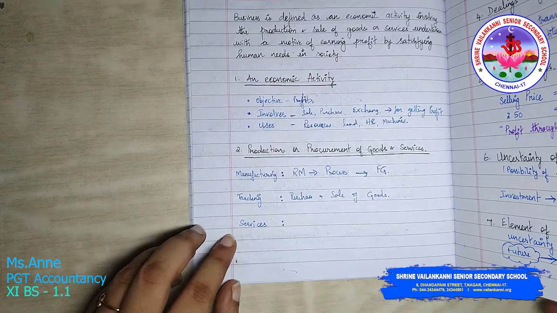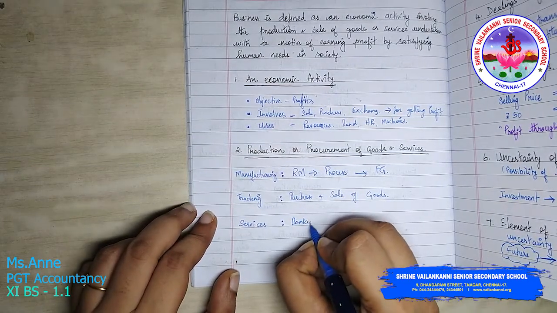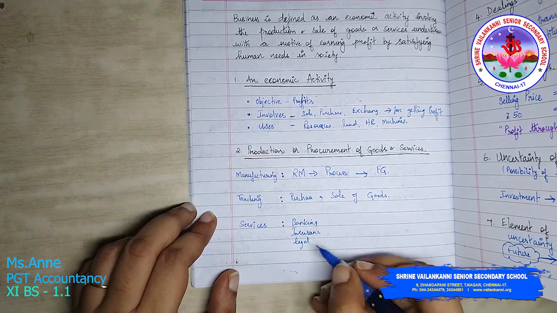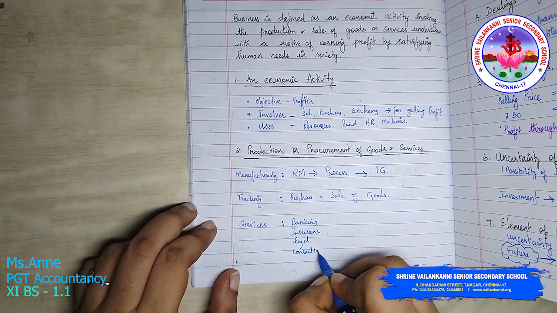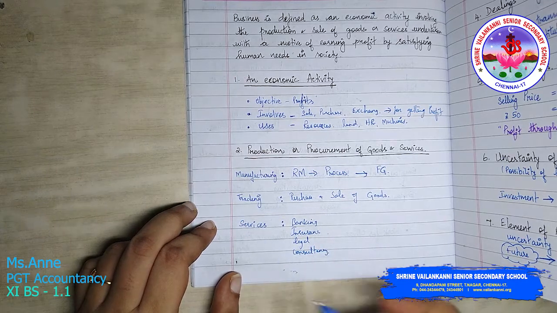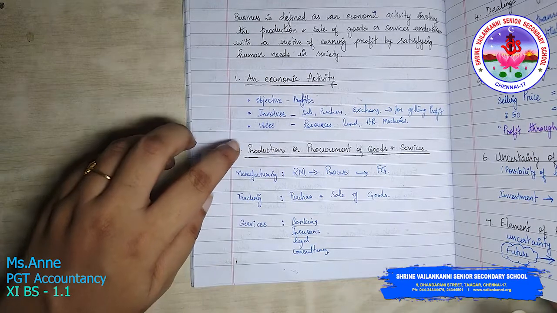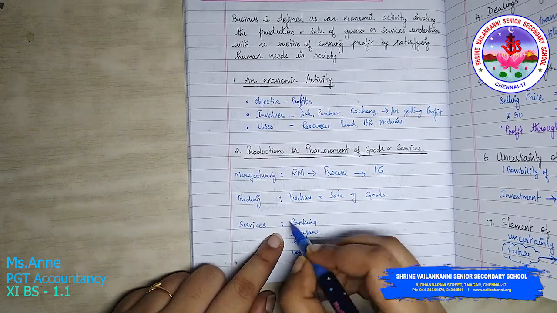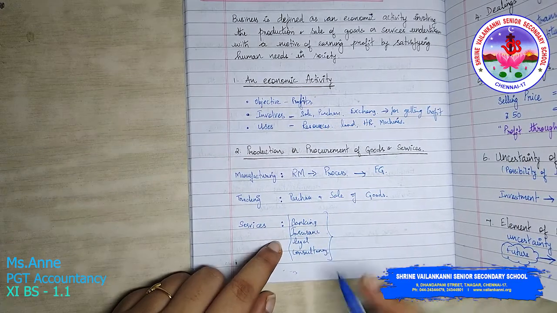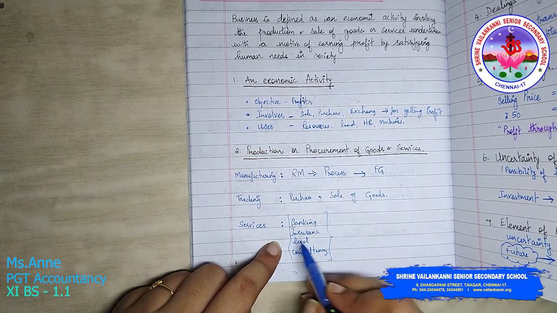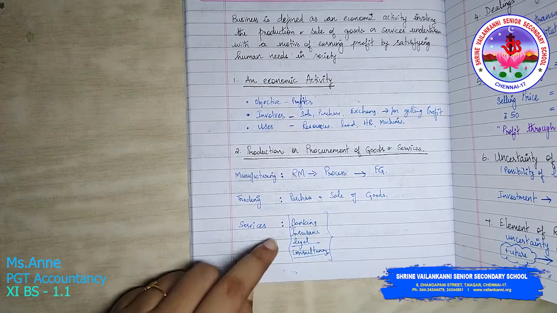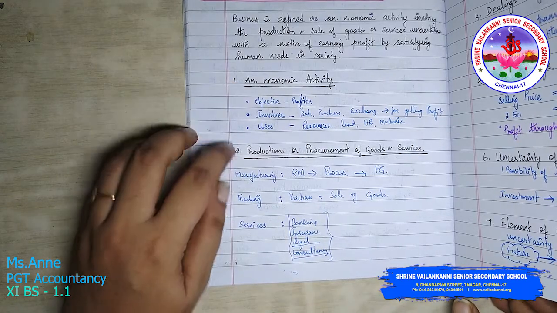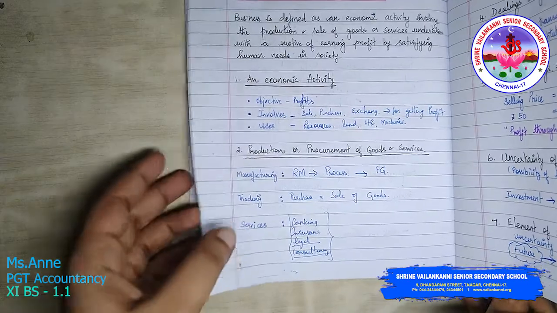Services include banking, insurance, legal, all other professional services, and consultancy services. These are all service sectors. So you have the production and procurement of goods and services involved. Procurement might be some softwares or professional books. So the first one is an economic activity, the second one is production or procurement of goods and services.